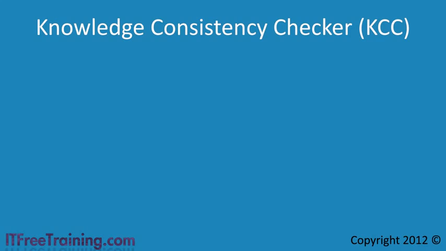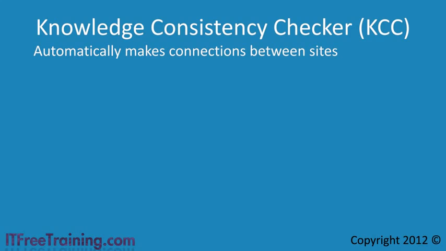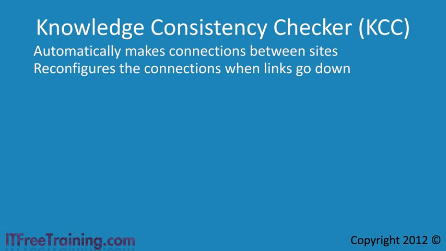Once you configure your site and site links, the Knowledge Consistency Checker will automatically make connections between the sites for you. If a network goes down between two sites, the KCC will automatically reconfigure the connections between the sites to ensure that Active Directory replication will happen.